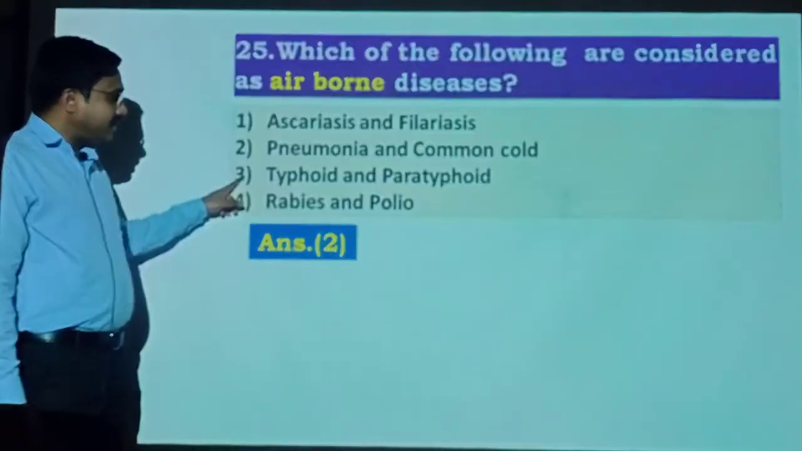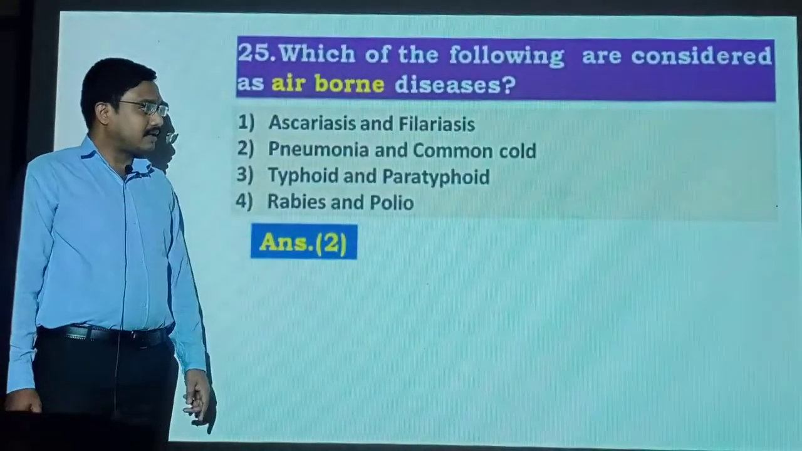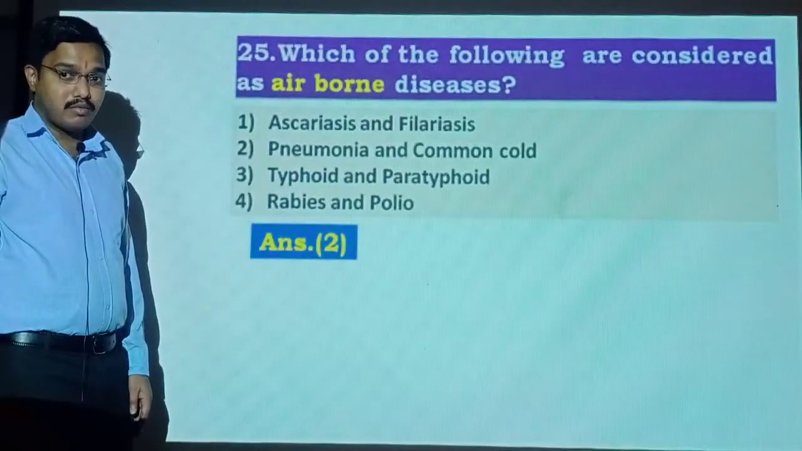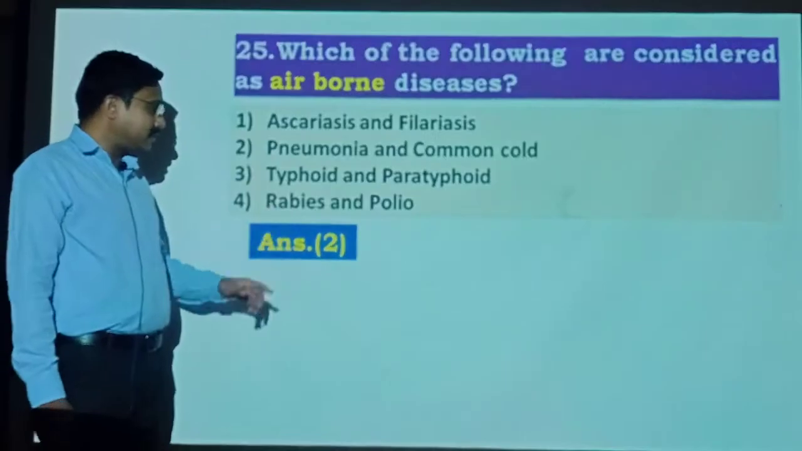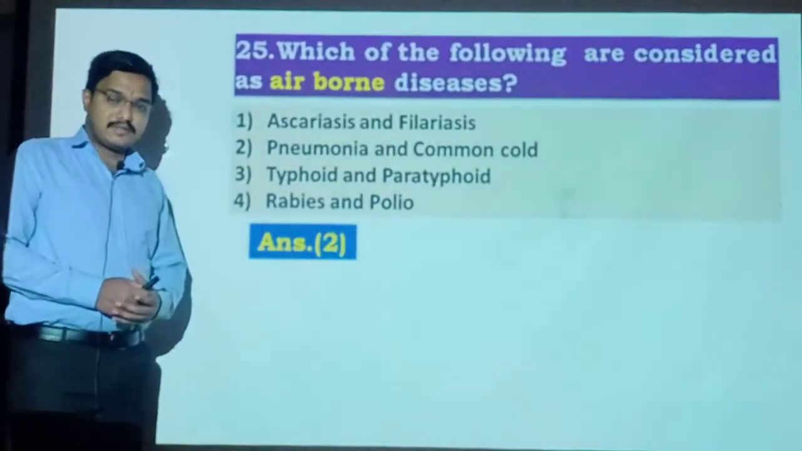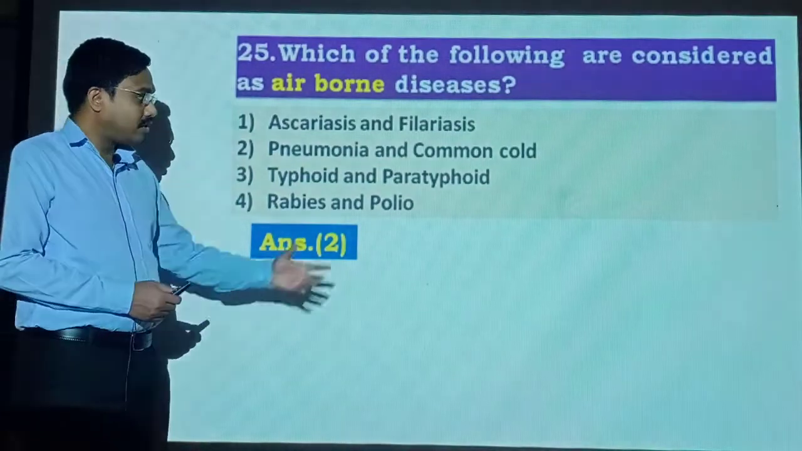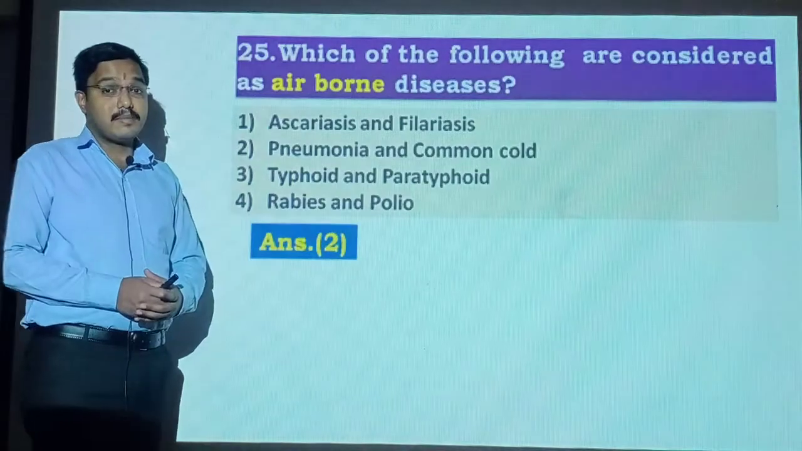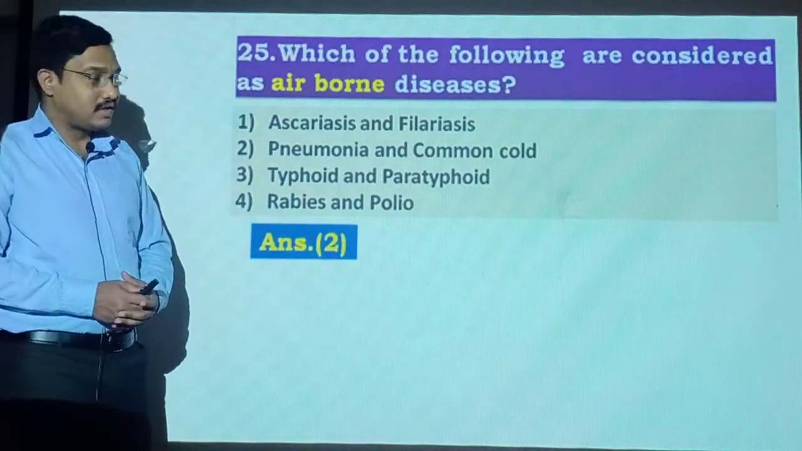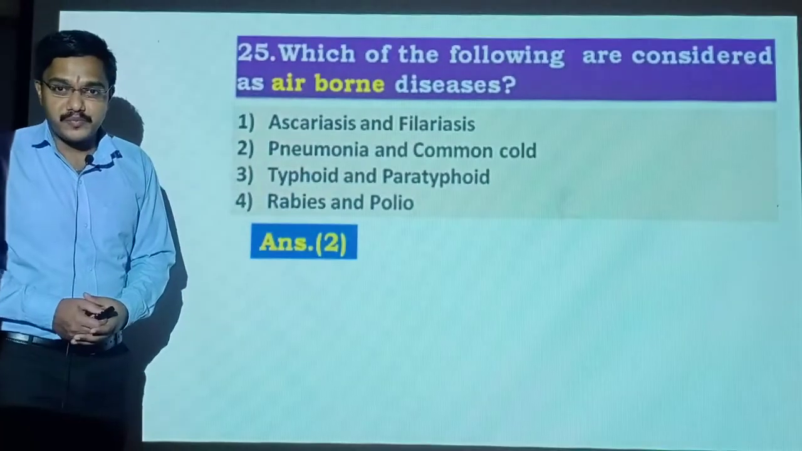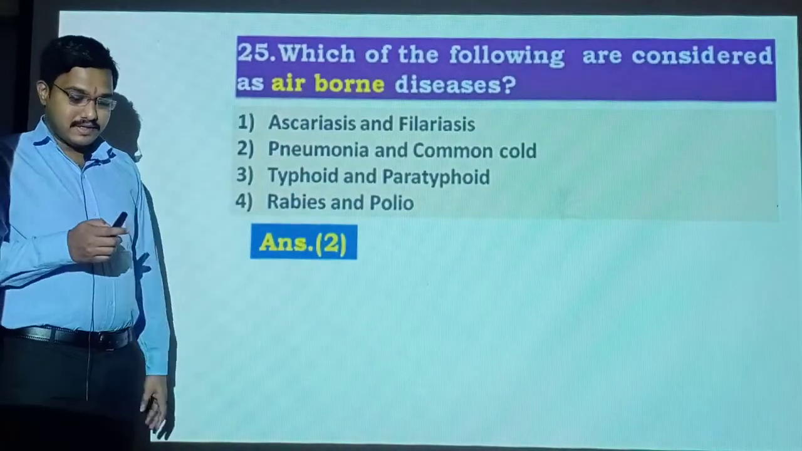Option 3, typhoid and paratyphoid, both are by contaminated food and water. Rabies is by the bite of infected animals. Polio is by contaminated food and water. The right answer is here option 2. Okay. Next question.